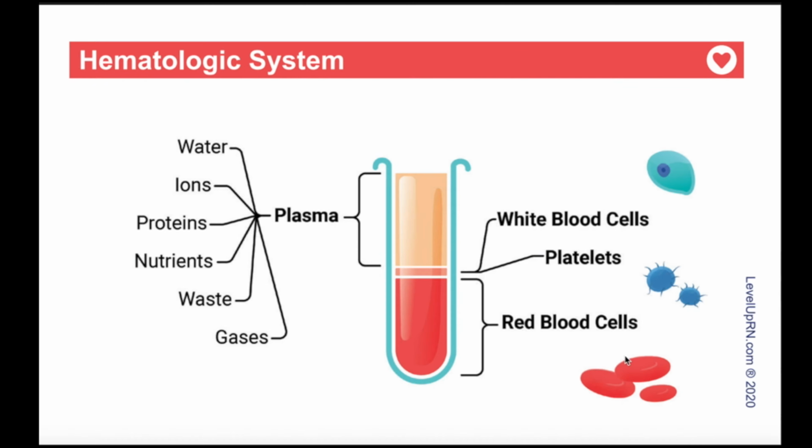Over here we have our formed elements. So first of all, we have our red blood cells, which are erythrocytes. These are instrumental in carrying oxygen and removing carbon dioxide from the body. Our white blood cells, or leukocytes, are part of the body's immune system and help to detect and fight off pathogens. And then lastly, we have our platelets, which are thrombocytes, and they are instrumental in the blood clotting process, which we are going to talk about next.